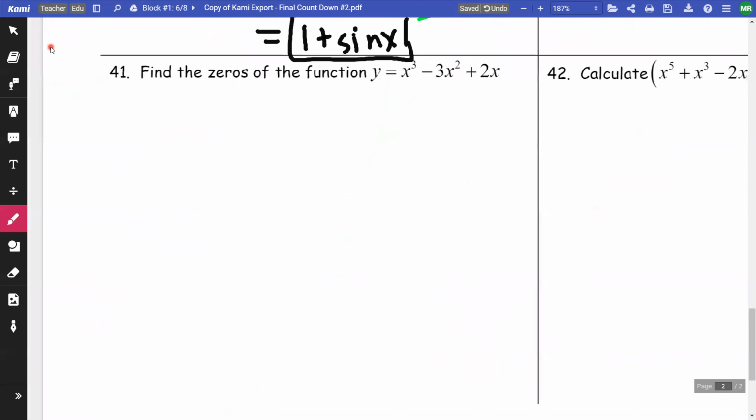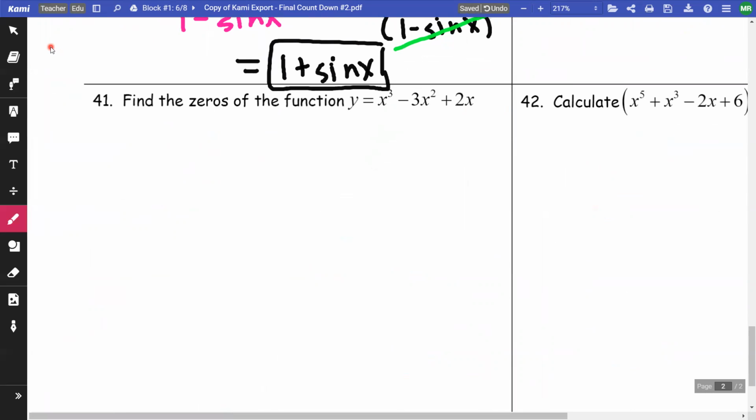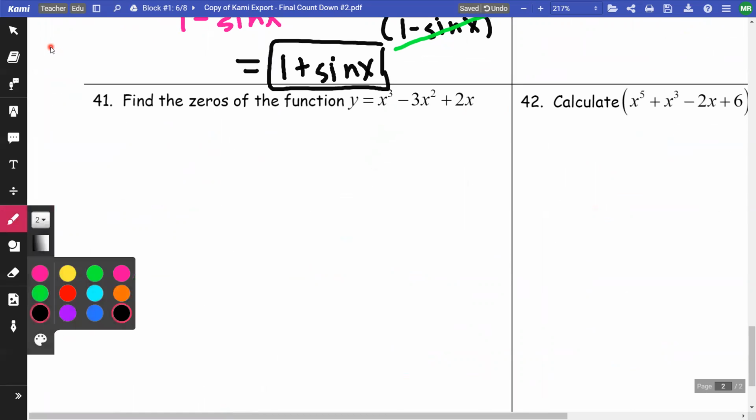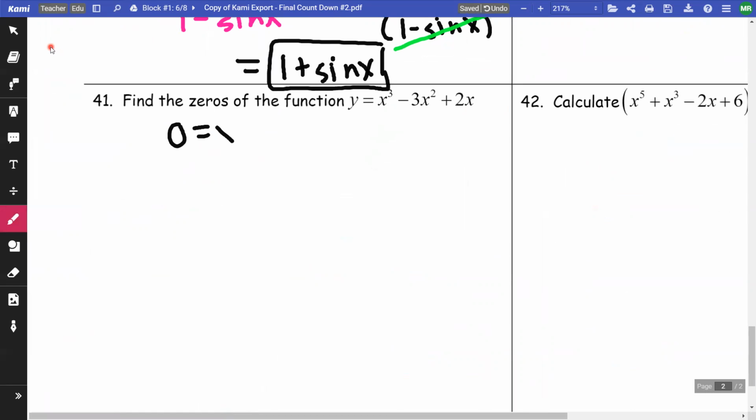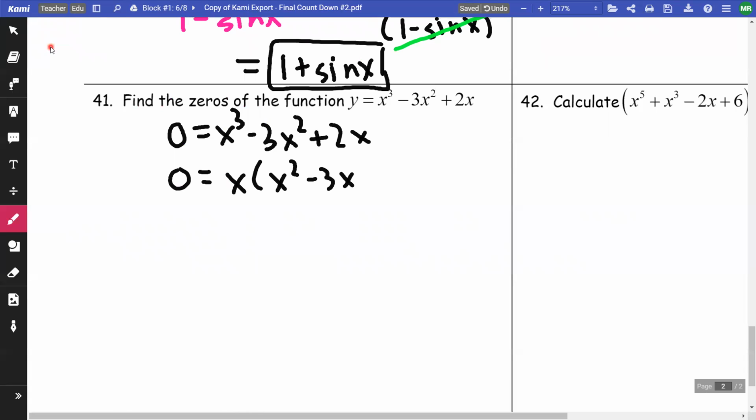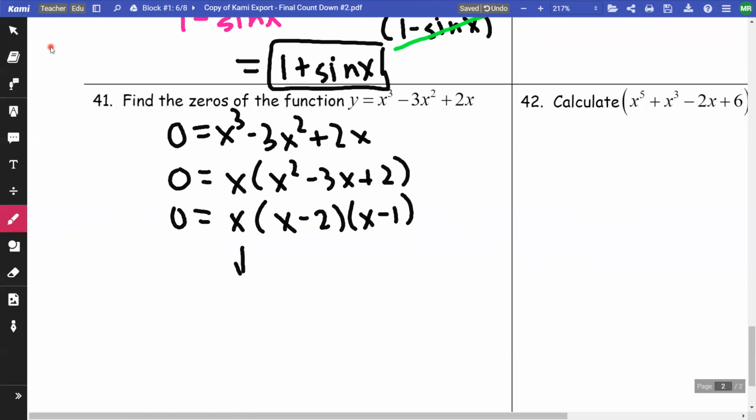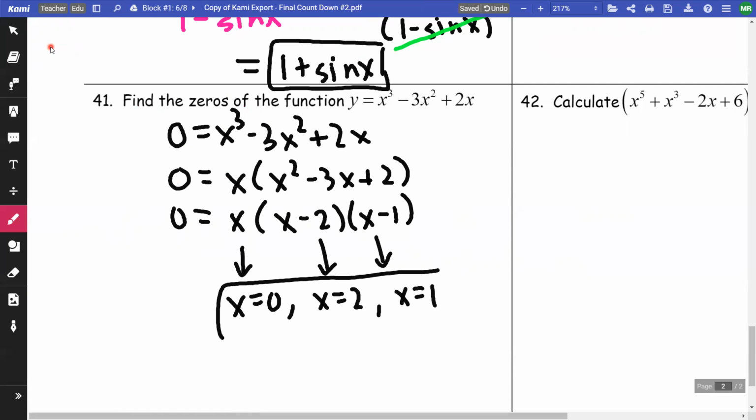On 41, we want to find the zeros of this. So we want to basically solve this: 0 is equal to x cubed minus 3x squared plus 2x. It is a polynomial. This is one that looks like I can factor. I can take an x out of everything. So I'm going to have x times x squared minus 3x plus 2. And that, I believe, is factorable. What multiplies to 2 and adds to -3? It'll be a -2 and a -1. So my solutions, my zeros: x equals 0, x equals 2, and x equals 1.